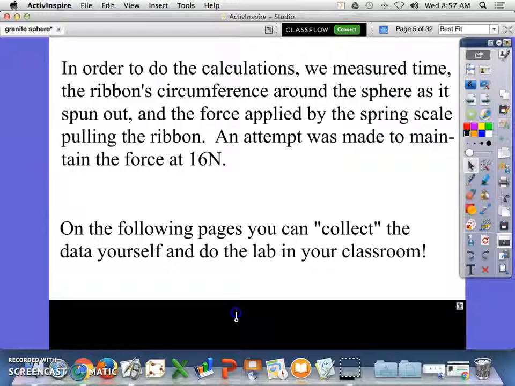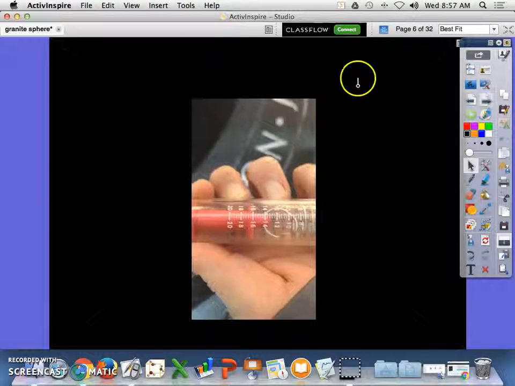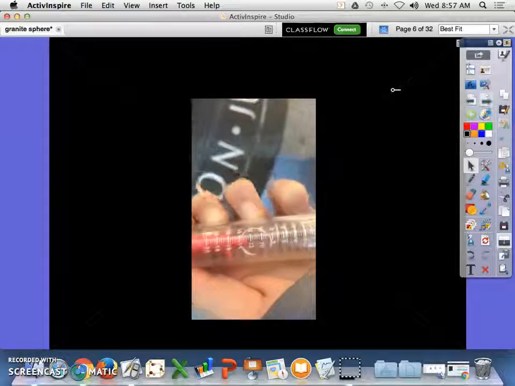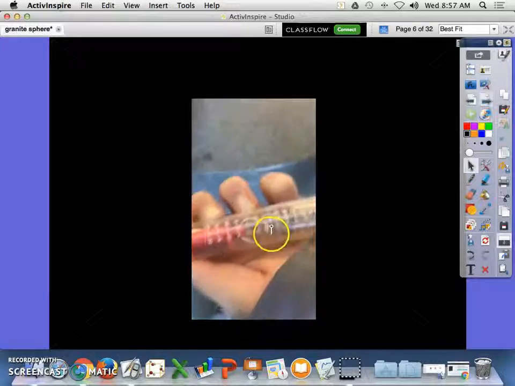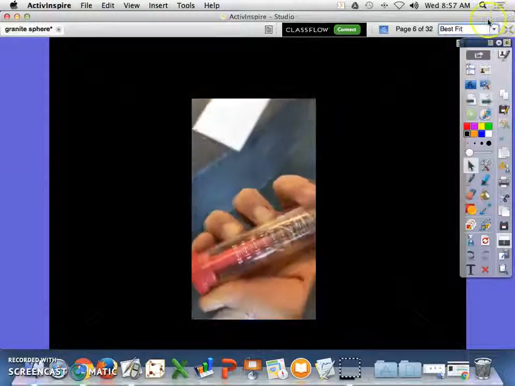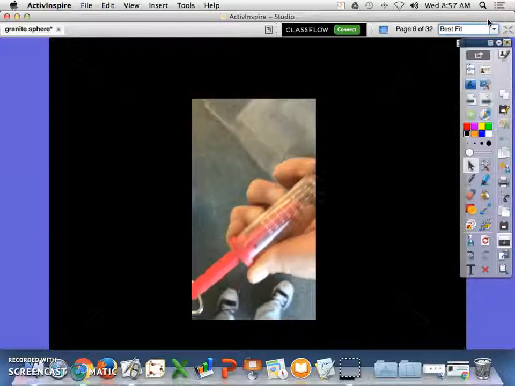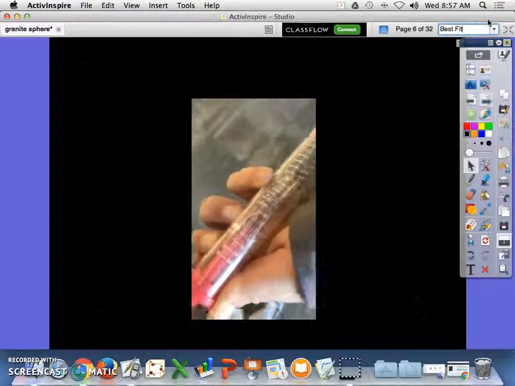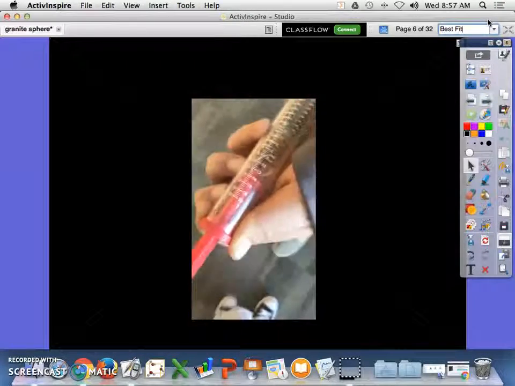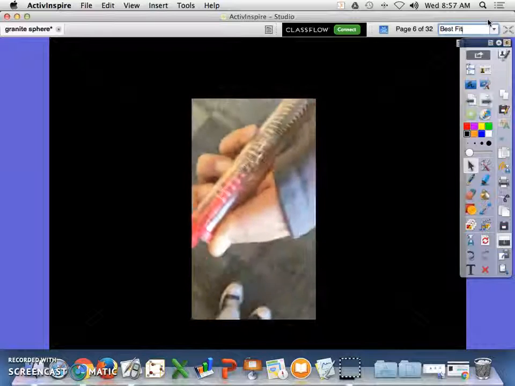On the following pages here, you can go ahead and collect the data for yourself and do the lab in your classroom. So here's the data. It's trying to maintain 16 newtons down here. That's what it would look like to the student collecting the data. We'll call it 16.0 newtons. Probably some error there. But we'll do the best we can.